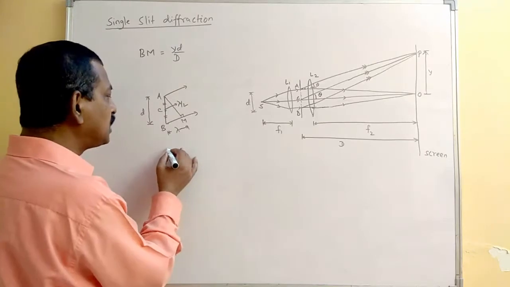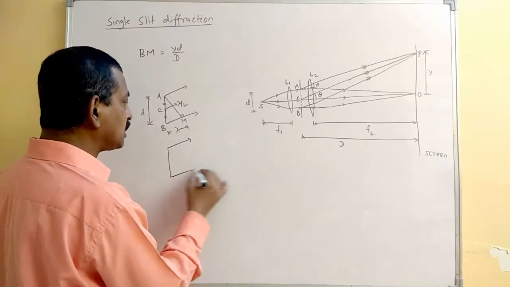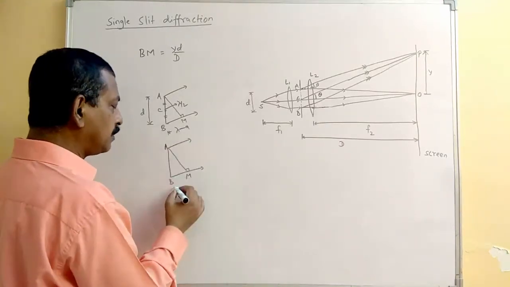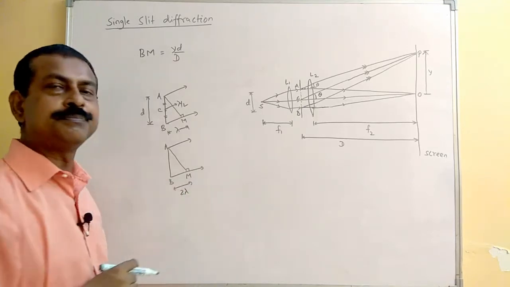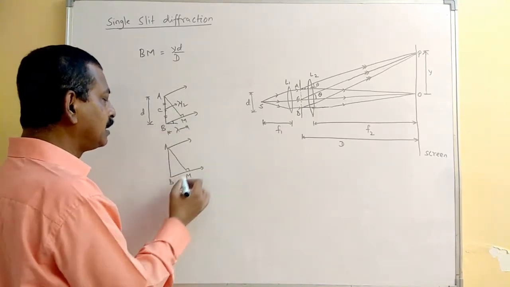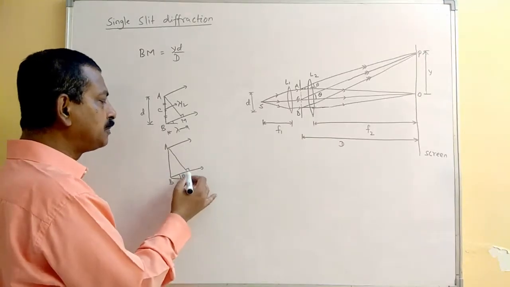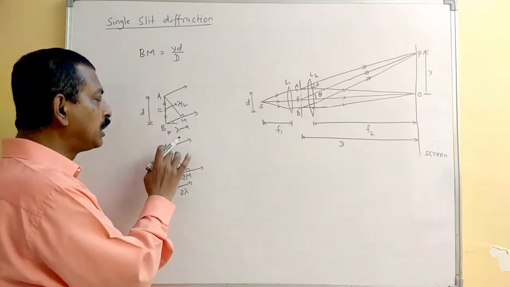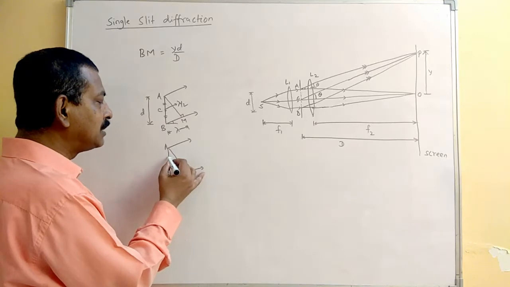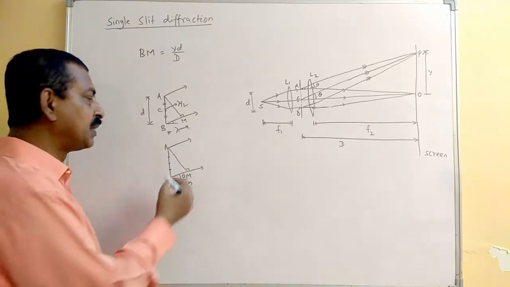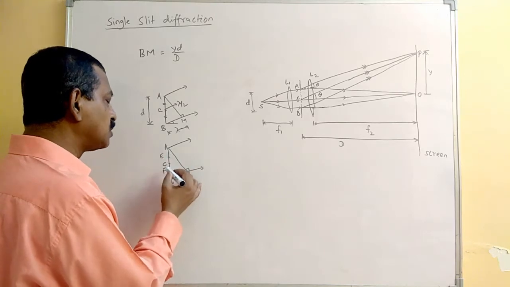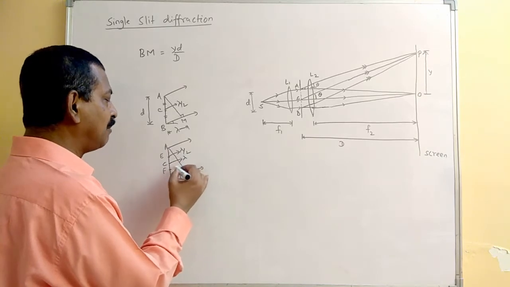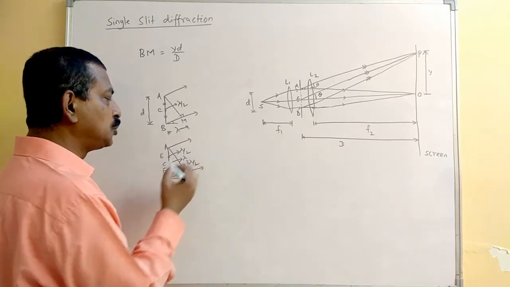Similarly, suppose for some other higher angle, this BM is 2 lambda. Because if you are changing the angle there, this one will change. Like here, this angle is changing, so obviously this one will also change. So now, if it is 2 lambda, we divide this one into 4 equal parts. So if this is C, this is suppose E, and this is your F. So this one will have a path difference of lambda by 2. This one will have lambda, and this is your 3 lambda by 2.